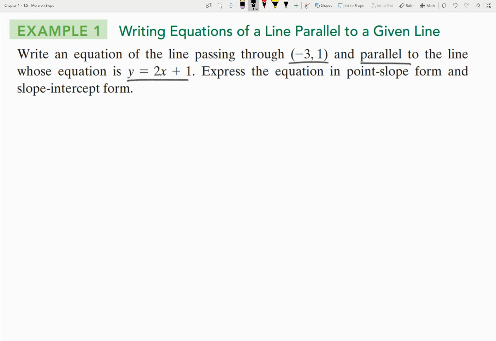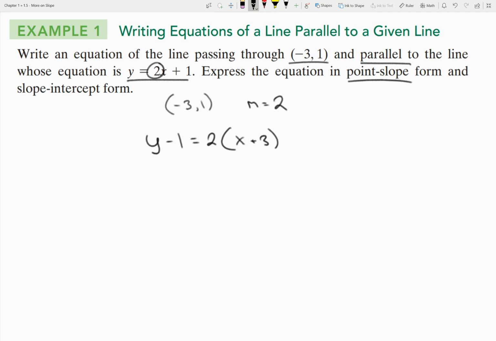Okay, so first, to have point slope form, we need a point. Well, the question gives us a point, -3, 1. We also need a slope. And because I want these two lines to be parallel, the slope is going to be 2. Well, that's great. Okay, so now let's use point slope form. y minus y1 is equal to m times x minus a -3 turns into a positive. And that's my equation in point slope form.